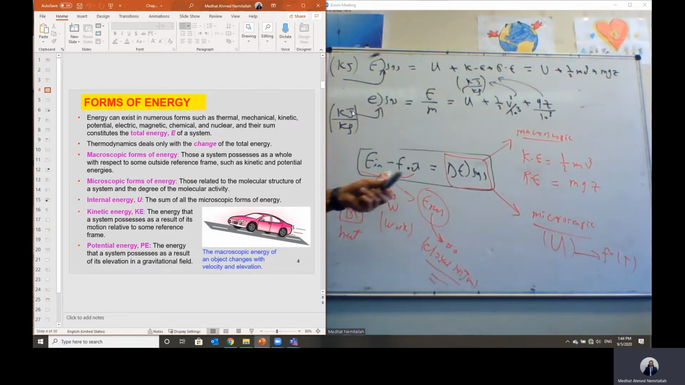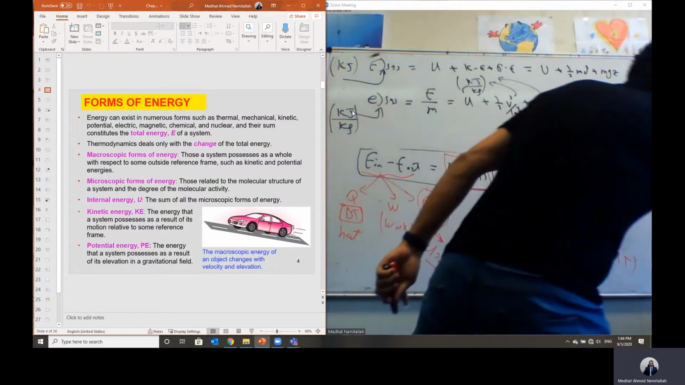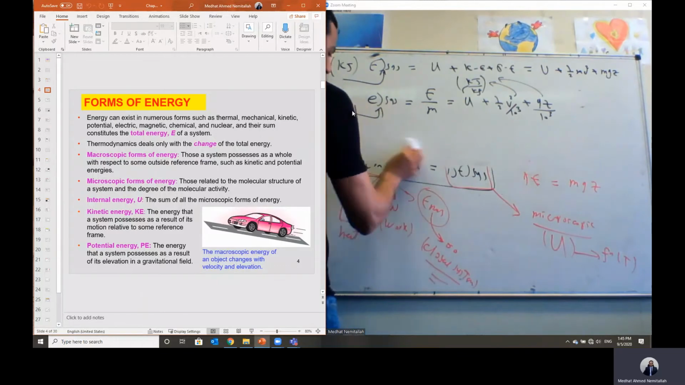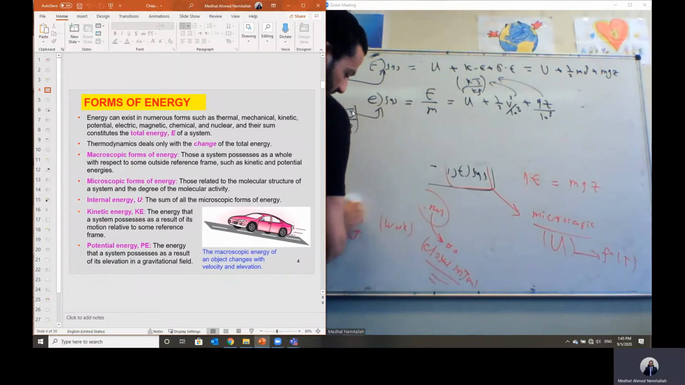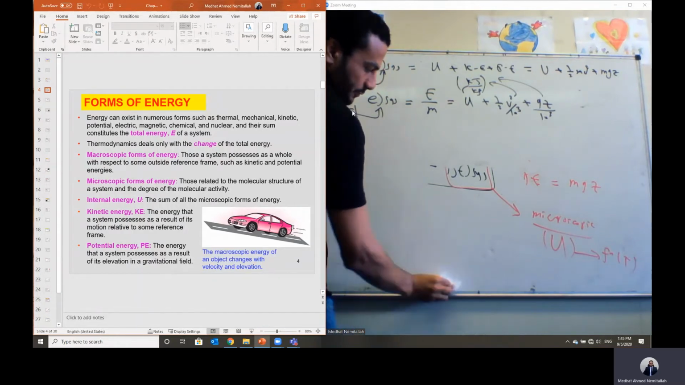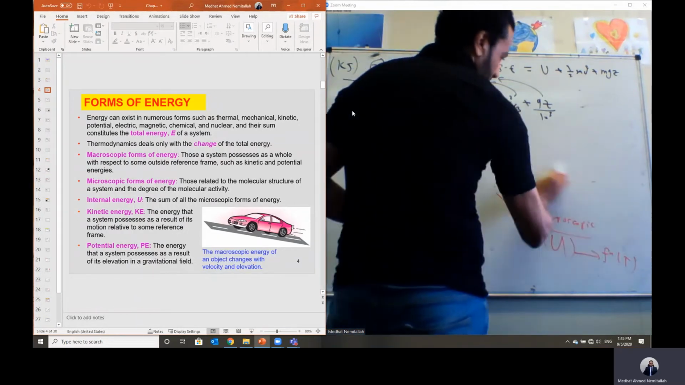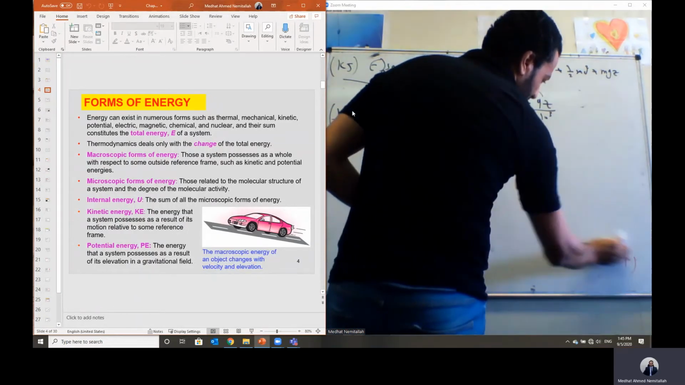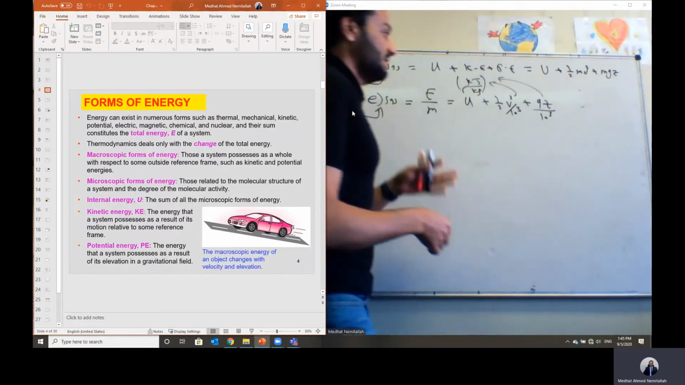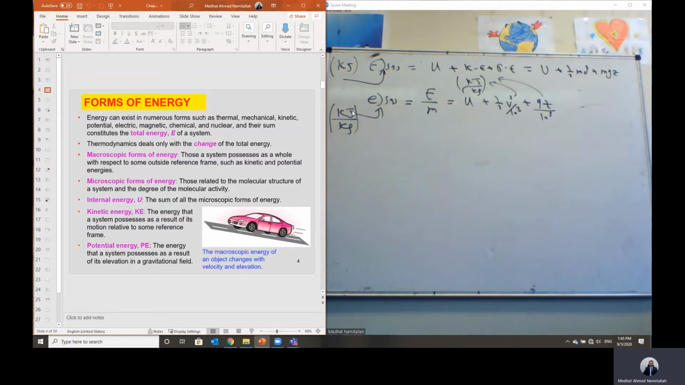Okay. But usually when we are studying a system, we don't look at the energy at a given state, because at a given state we cannot have heat transfer, we cannot have work, we cannot have any form of energy transfer. The system should undergo a process or cycle, so that we can have a change of energy and we can have mass transfer.